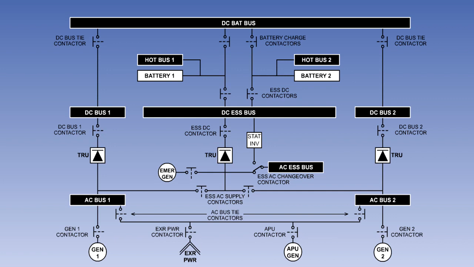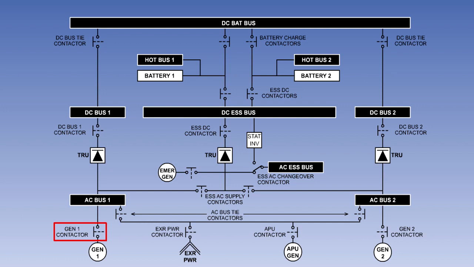Displayed on the screen now is the split busbar system typically used on two-engine Airbus aircraft. The diagram is laid out in the style you can expect to find in the aircraft's aircrew manual. This system has all of the components we saw on the last system, the only major differences being that this system has two batteries and an emergency generator.